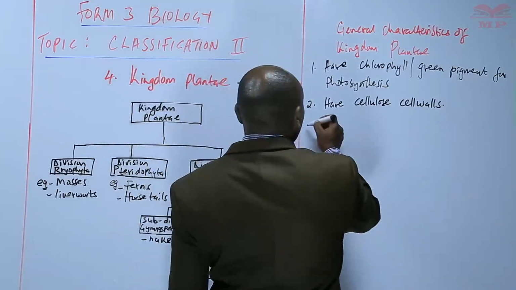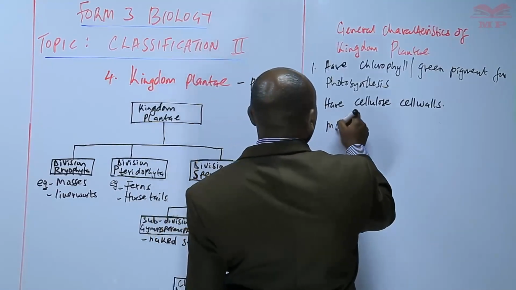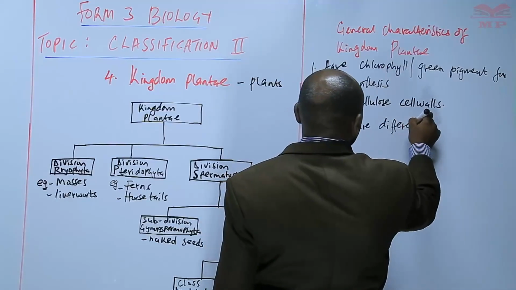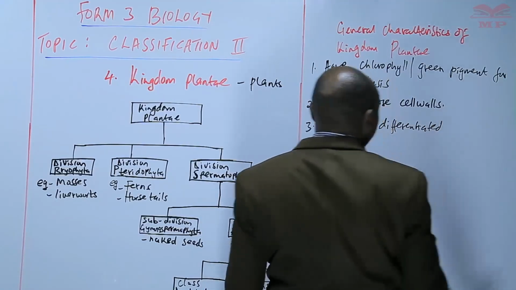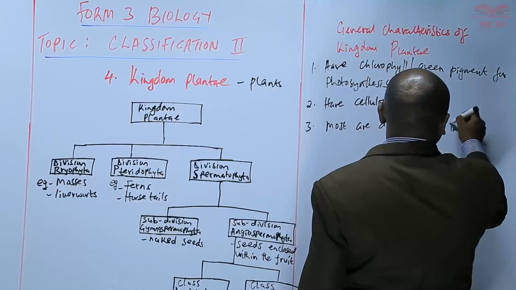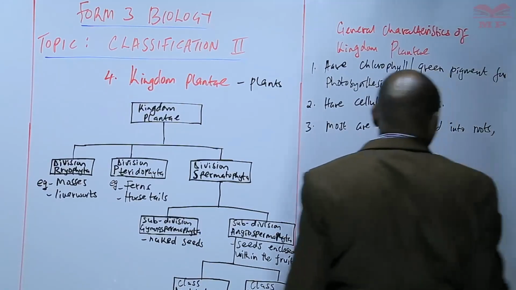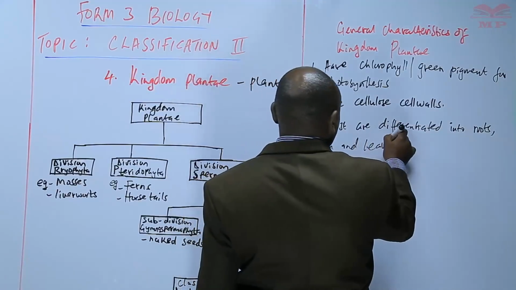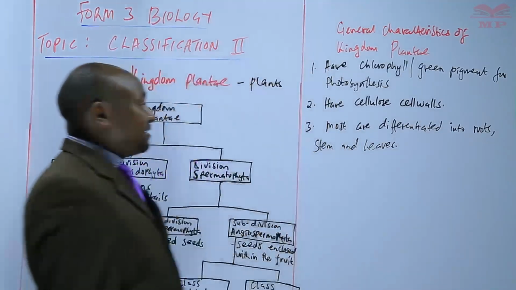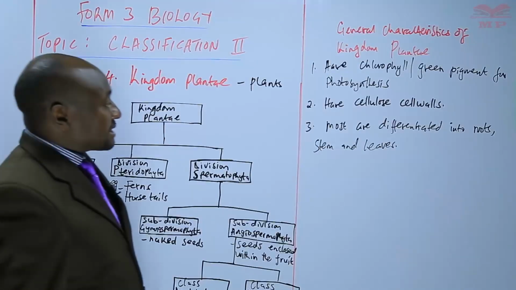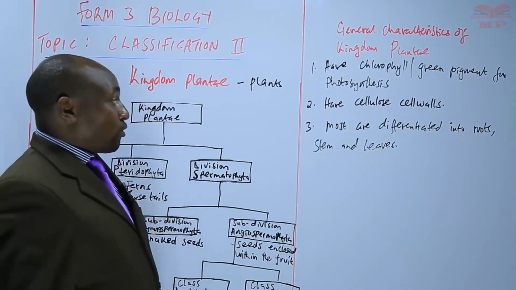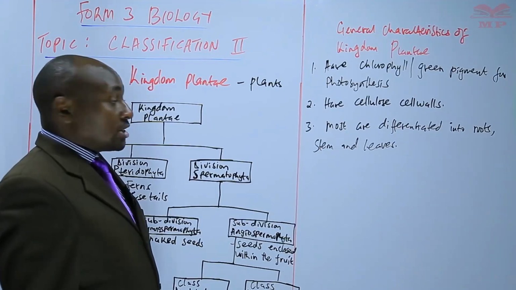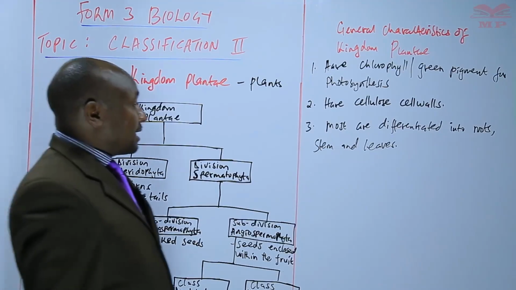Of course, we can also say that most of the plants are differentiated into roots, stem, and leaves. Although not all of them, but we are saying that most of them are differentiated into roots, stem, and leaves.